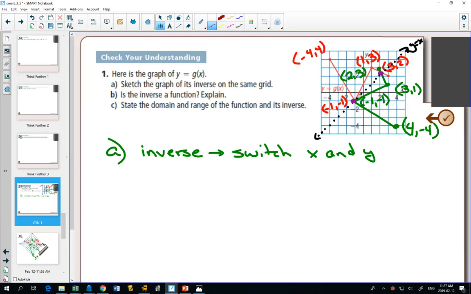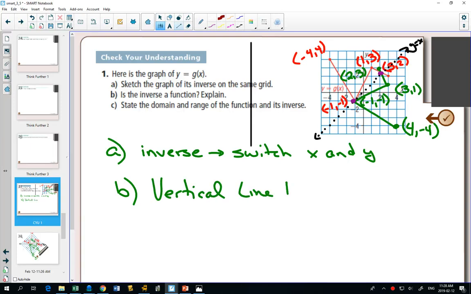Part B says, is the inverse a function? Do you remember how to tell if something is a function or not? There is a test to tell if something's a function or not, and it's called the vertical line test. And the way that the vertical line test works, write it down: if you move your vertical line from left to right, does it ever touch a graph more than once?